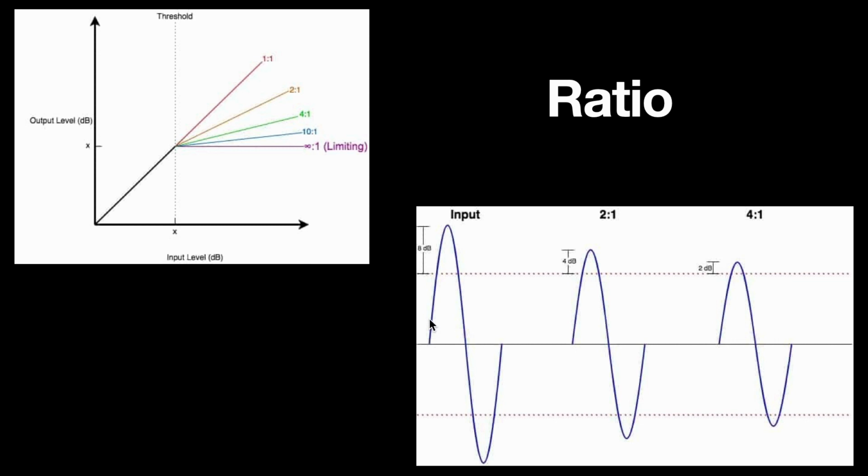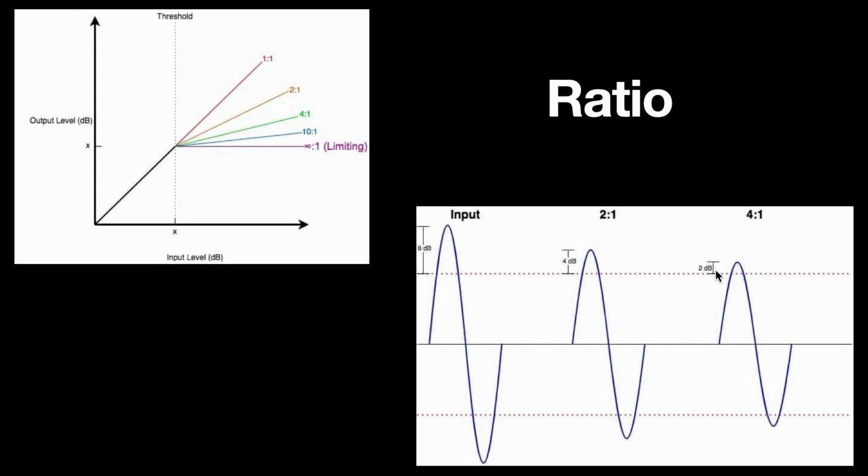So anything until that threshold is normal. Anything that crosses that threshold is getting truncated. And for a 2-to-1 compression ratio, an 8 dB over the threshold signal will only allow 4 dB over the threshold to come out. And a 4-to-1 for an 8 dB signal over the threshold, then it's only going to allow 2 dB to come out.